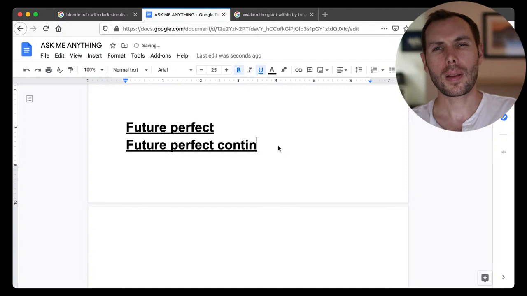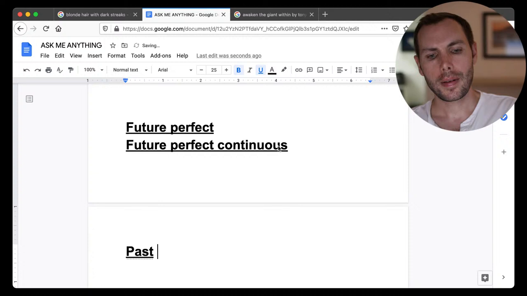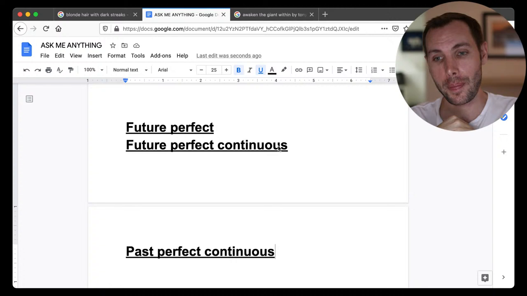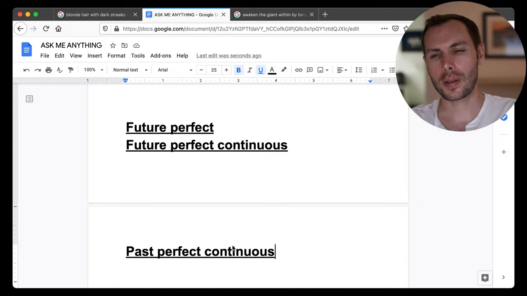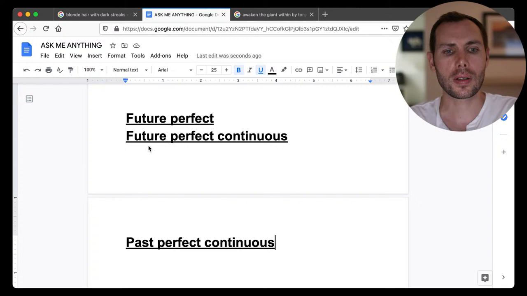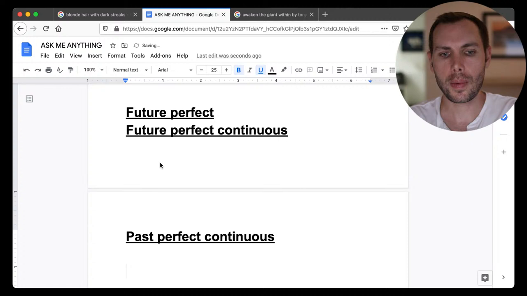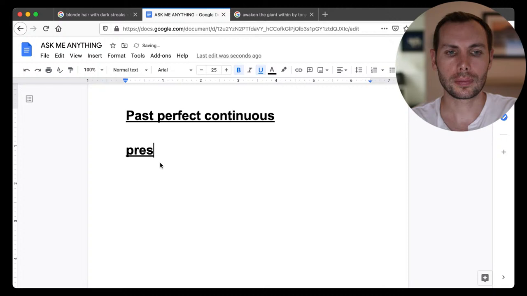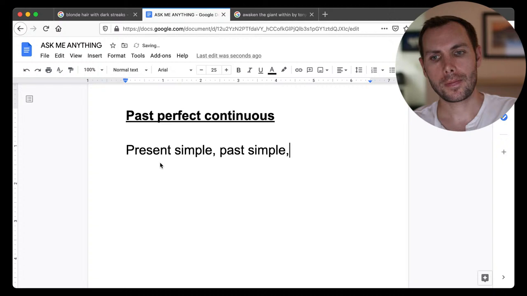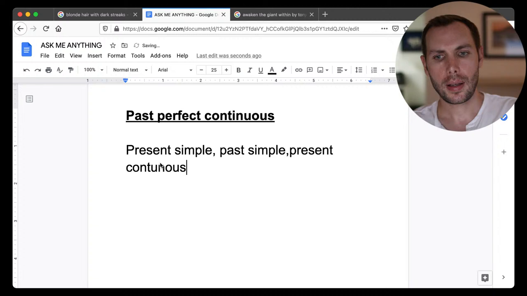Maybe the past perfect continuous. I would definitely say the future perfect continuous, at least in my opinion, is the least commonly used. Maybe the past perfect continuous as well. But it's good to know all of them. I think it's good to know every tense, because there's a time and a place that you can use all of them. But in terms of the most commonly used, I would probably say most commonly used would be, sorry, I need to get rid of this underline. Present simple, past simple, present continuous, and past continuous.